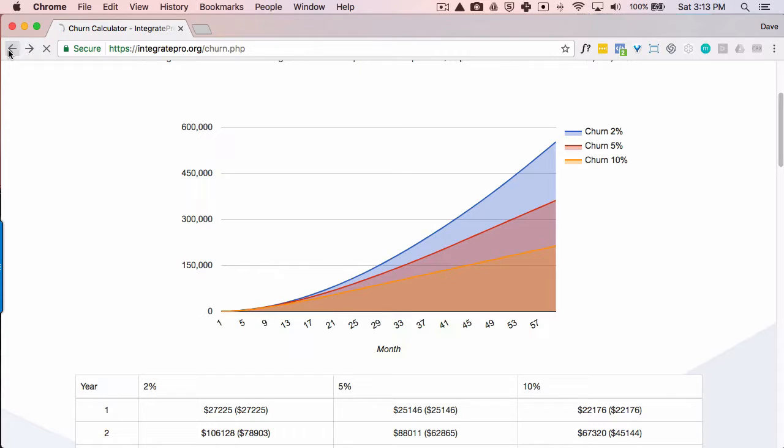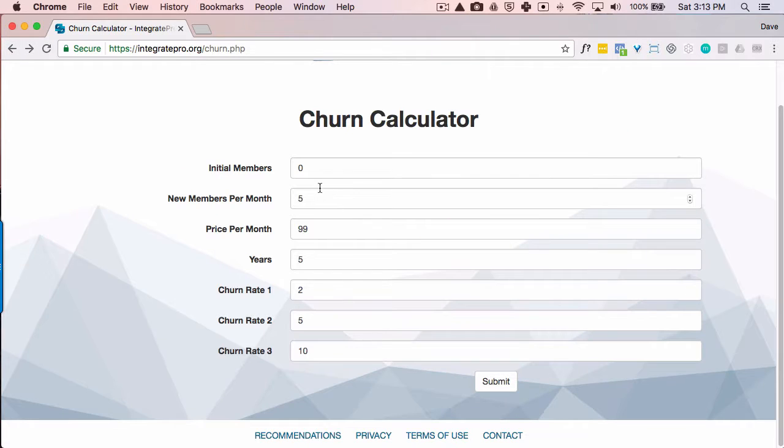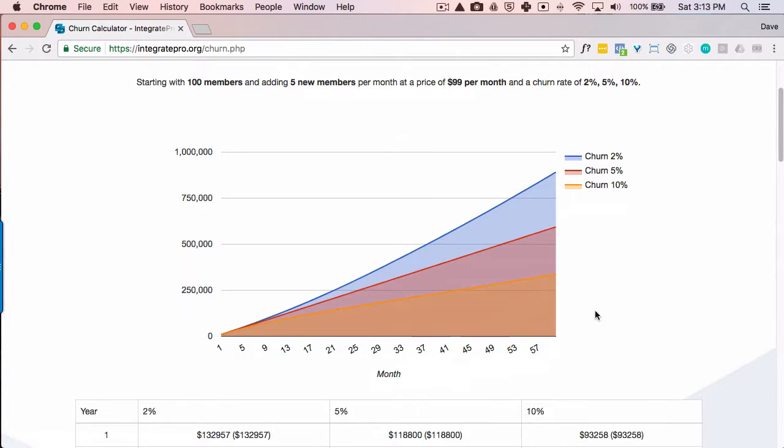So let's go back one more time. And I'm going to just say, let's start with 100 people. It's going to put a big blip on the front there. So this one now is 336, then 594, 873. So when you start with people earlier in your membership, with the same churn rate, you're going to have a significantly higher revenue over time.